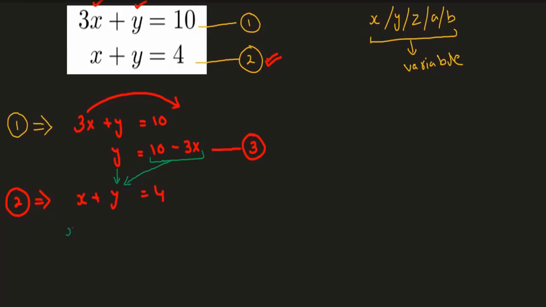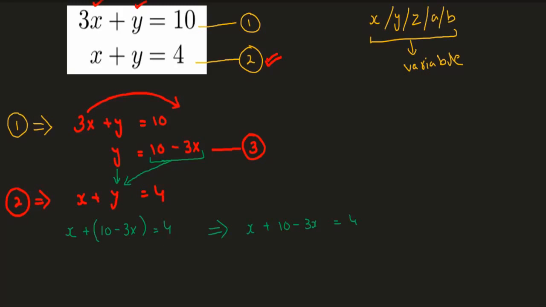Now I can write my equation as x plus, in brackets, rather than writing y, I am going to substitute the value of y, which is 10 minus 3x. So I would write x plus (10 minus 3x) equals 4. Now I can open my brackets: x plus 10 minus 3x equals 4.